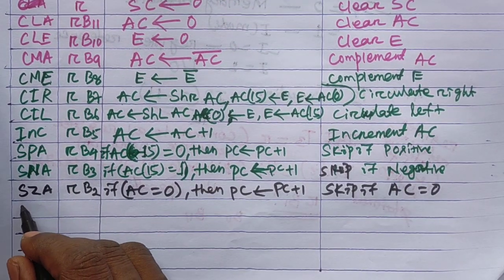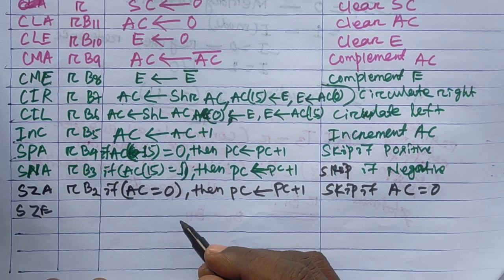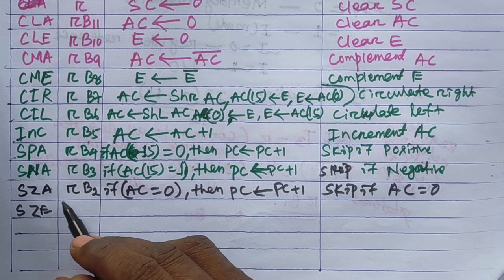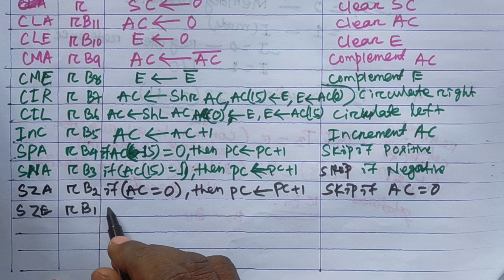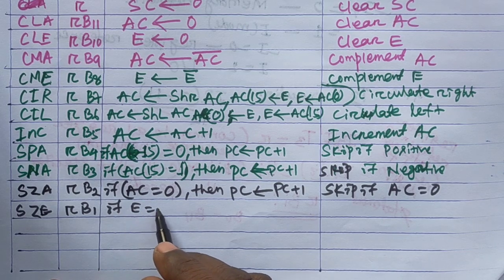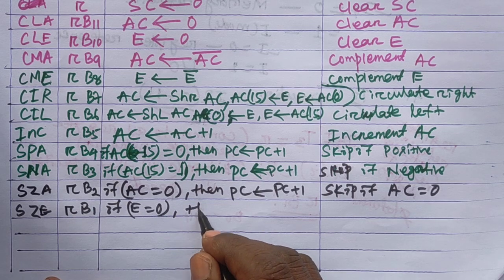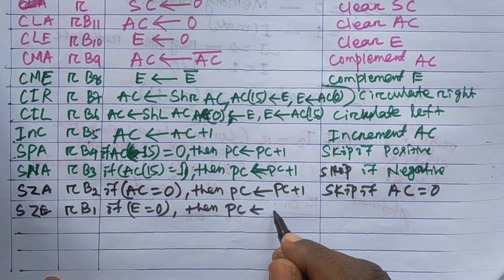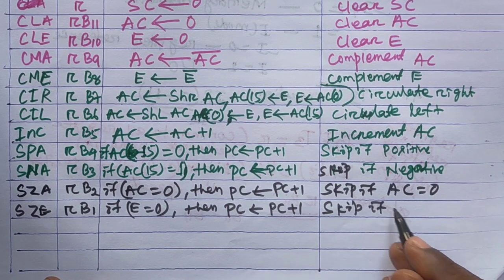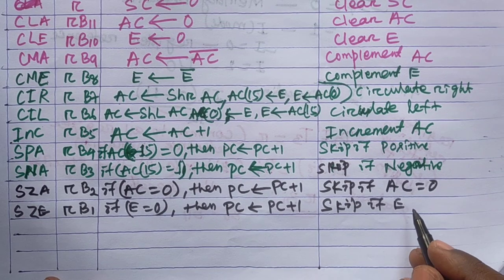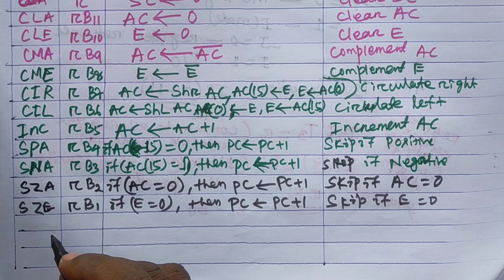Next, SZE, which is for what? It checks E, the extend flip-flop, so this is RB1. If E is equal to 0, then PC is equal to PC plus 1, and skip if E is equal to 0. Okay, this is one part.